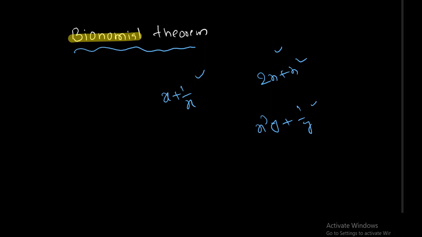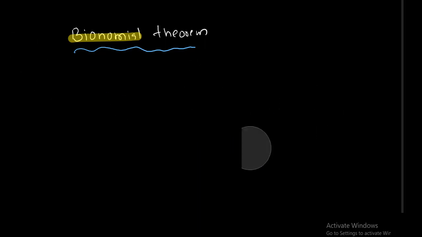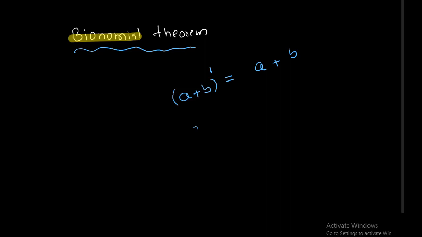Binomial theorem, I want to explain. Do one thing, students. a plus b is a binomial. For example, when your exponent is 1, it is equal to just a plus b only. I am trying to explain the meaning of binomial theorem. So, (a plus b) power 2 is taken. This is nothing but a square plus 2ab plus b square.